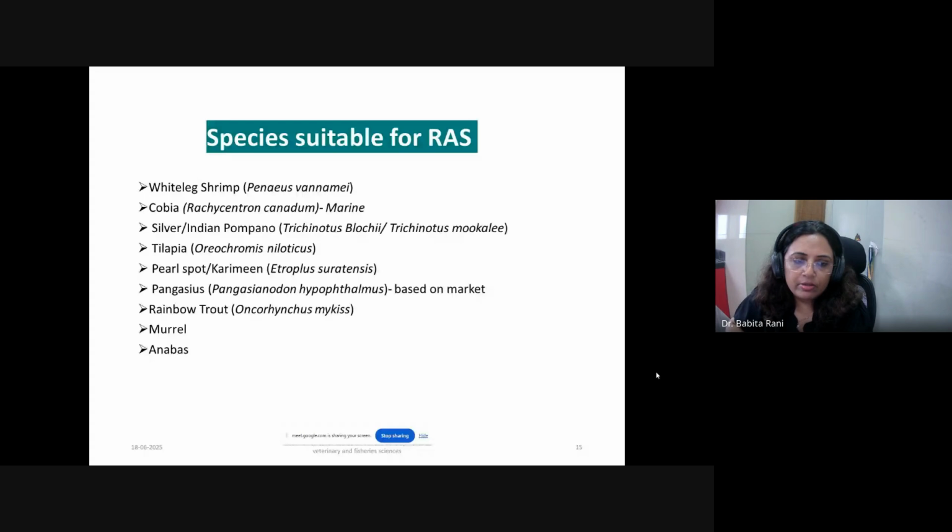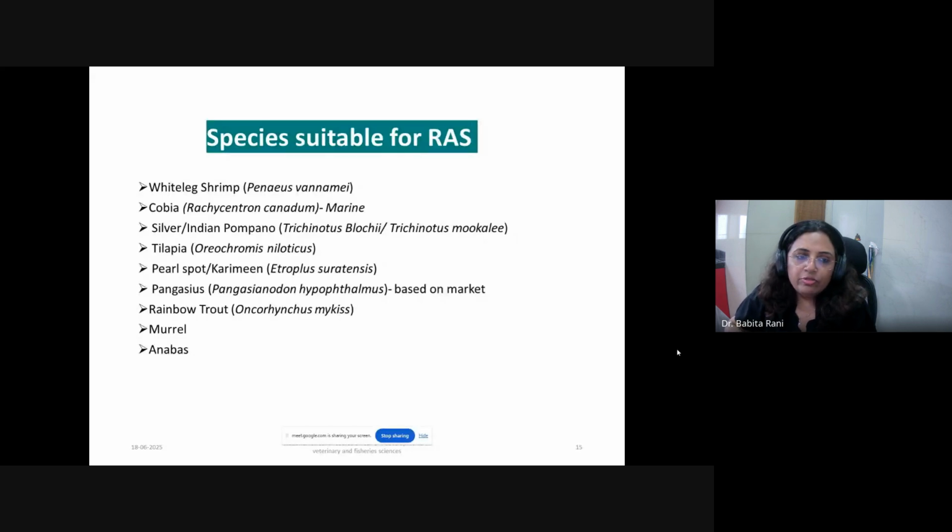But there are limited culture units for rainbow trout. In pangasius, of course, many Indian farmers are doing pangasius. It is running very well in adults, but we need better standardization and commercialization.